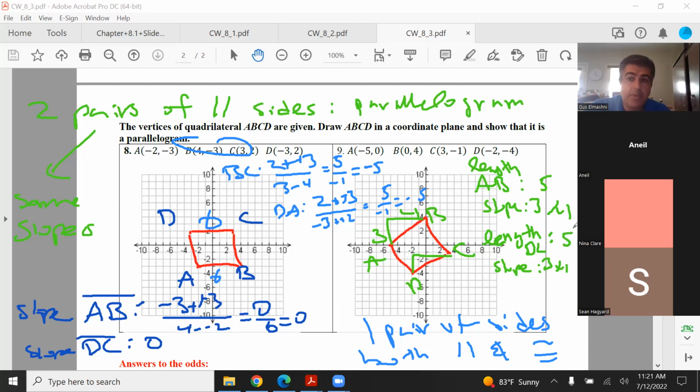So that could be good enough to prove that these are parallel, if you want to find the slope for 4 sides. Anyway, that's how you could prove it. And we'll reinforce all this stuff tomorrow.